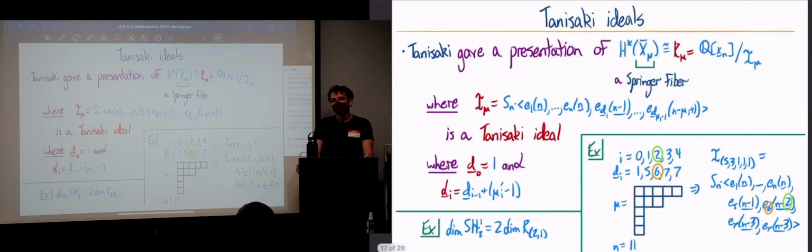So these quotients, it turns out in practice, at least we've been able in many cases to identify these quotients. And so that involves Tanisaki ideals. Tanisaki gave a presentation generalizing Borel's presentation. So for the Springer fiber, the closure of the Springer fiber has singular cohomology isomorphic to this explicit presentation, which I'll call R_mu, where the presentation is the n variable polynomials quotiented out by the Tanisaki ideal I_mu. Tanisaki ideals have a number of descriptions. Garsia and Procesi's work gives a lovely description of them. I actually have a different equivalent description of their generators, which I find more memorable and at least directly useful.